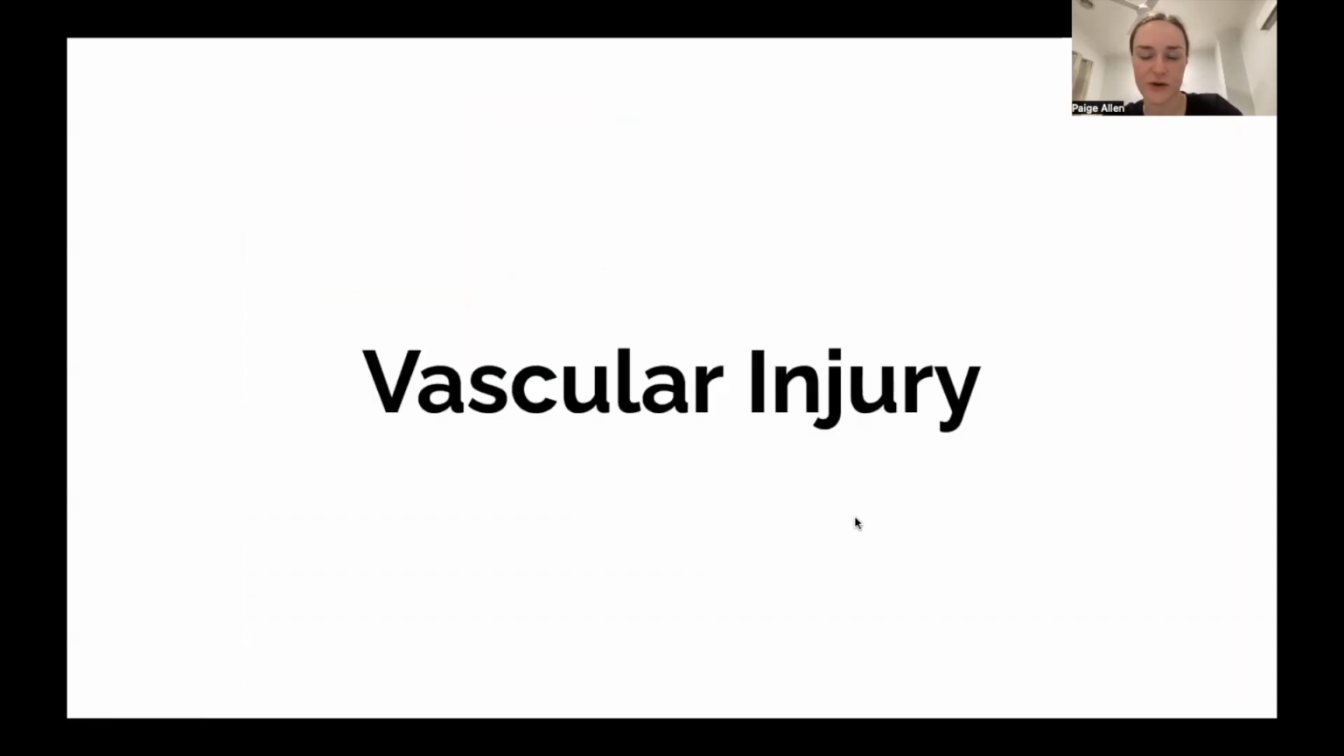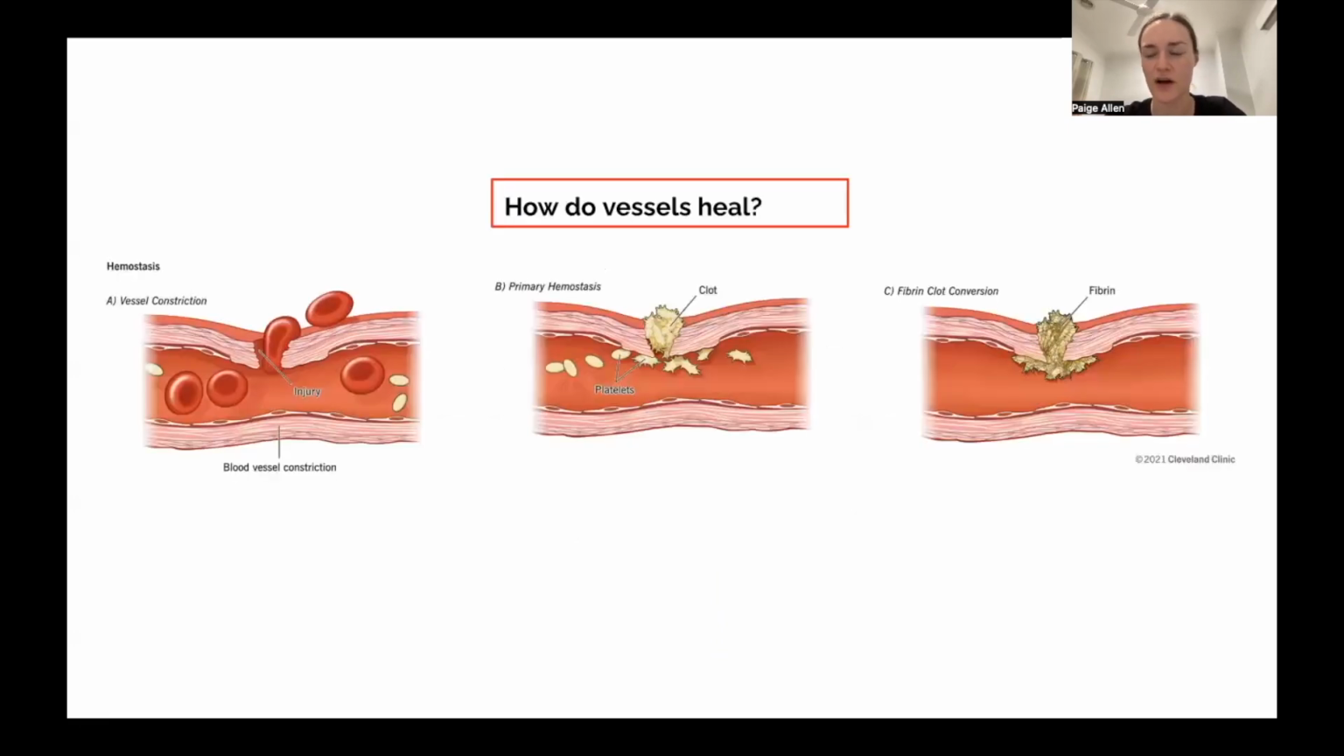Okay, so the next topic is vascular injury, which I think is weirdly broad to be on the matrix. So let's just talk about how vessels actually heal. The first part is vessels will constrict when they have damage because they're trying to stop the loss of blood. So you'll get constriction as the first stage. Then the secondary stage is primary hemostasis, so you have platelet activation, which causes clot formation. And then you get a fibrin clot that replaces that.